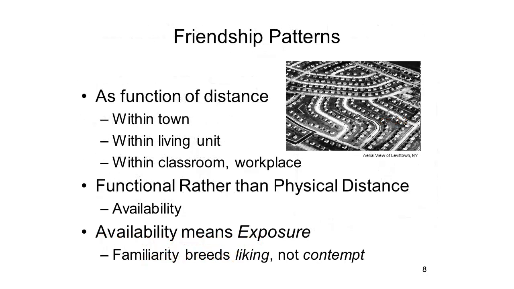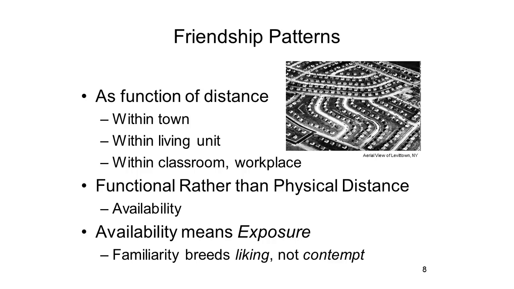There have been lots of studies done like this, and they all yield pretty much the same findings. Friendship varies as a function of distance. The closer two people are physically, the more likely they are to be friends. This is true within towns, and for friendship patterns within suburban tracts, in which everyone moved in at approximately the same time and everyone was of roughly the same socioeconomic status. It also holds true within living units, such as dormitories, and within a classroom.